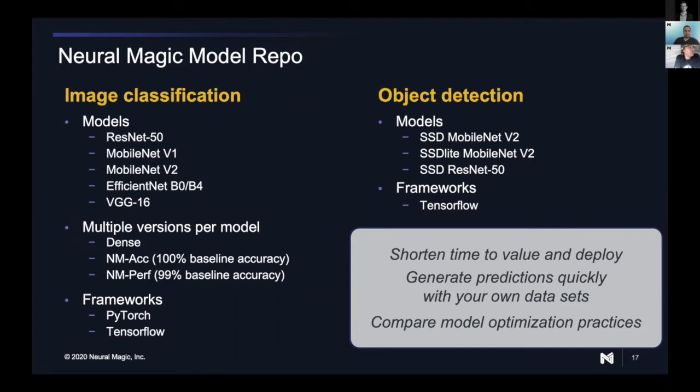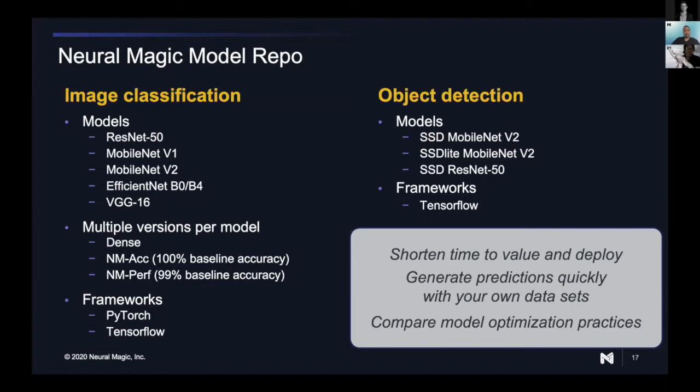So we have the dense version, so you can run it as is, just like the open source model. We have what we call the accurate version, which is 100% of baseline accuracy. So there's no loss in accuracy, but it's been pruned dramatically. I think in the case of ResNet, it's greater than 85% pruned. And then we have what we call a performance version, a perf version, where we sacrifice 1 point in baseline accuracy to get even better performance. And then we have tooling, as we'll talk about in a second, that allows you to do similar things when you prune your own models.